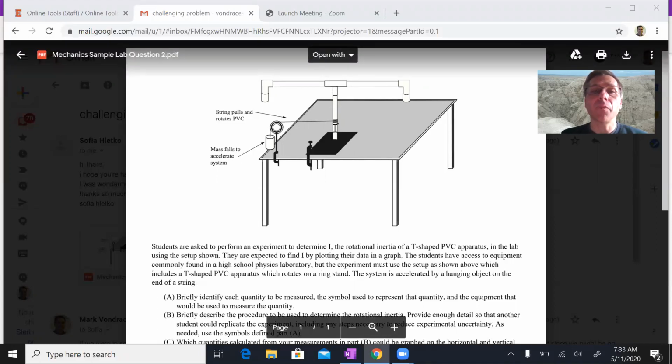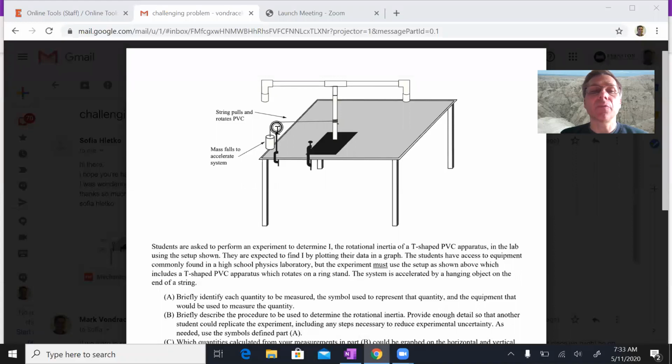Imagine this might be like PVC pipe or something from the hardware store, where you've got this central pole right here, and then you have this L or T-shaped setup with the plastic tubes. We have a hanging mass over a little pulley whose string is wrapped around that central post right there in the center.